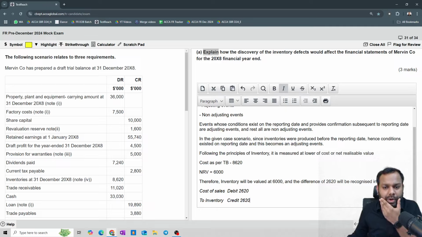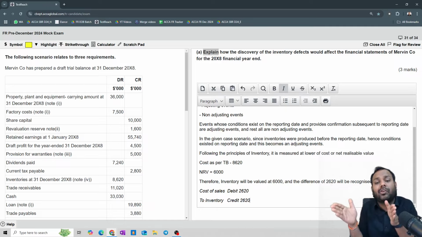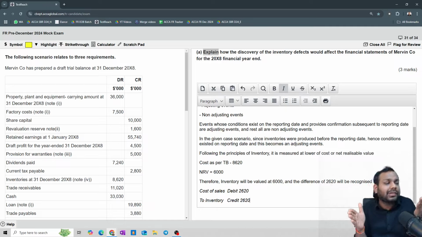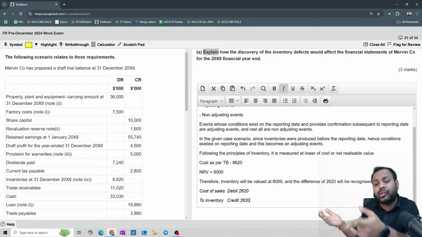In the pre-mock December test, we are having single entity questions. So is there a high chance of getting a single entity question in the exam also? Miss Diksha, there is no such high chance. They make multiple sets of paper. In one set, they will ask single entity and interpretation. In another set, they might ask group FS and interpretation. Which set are you getting? How will you know that?